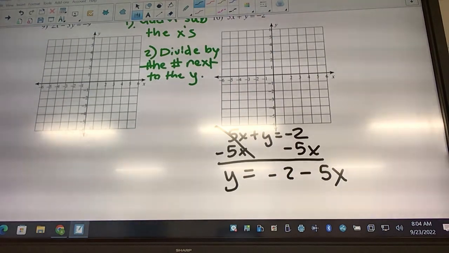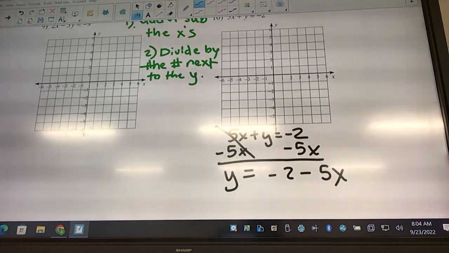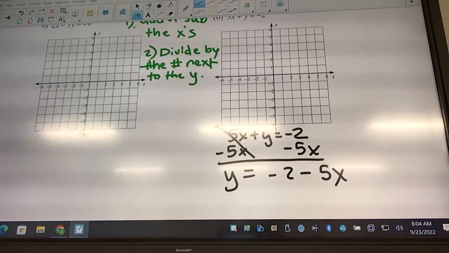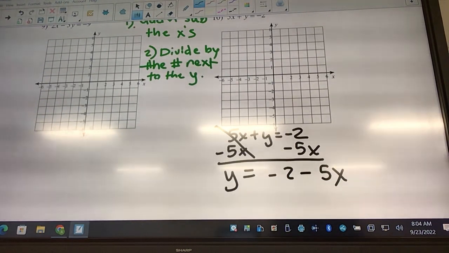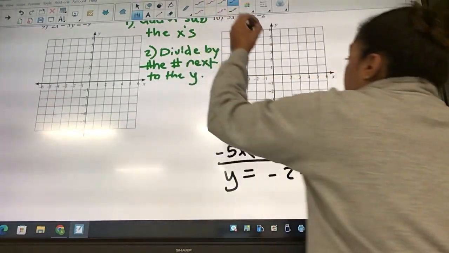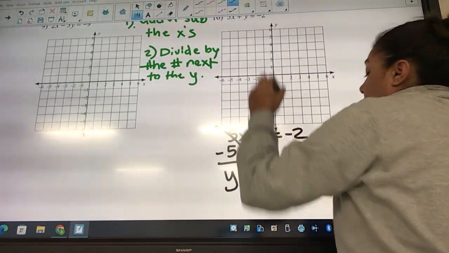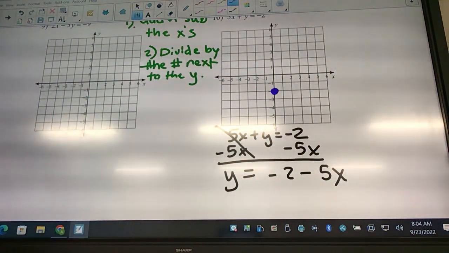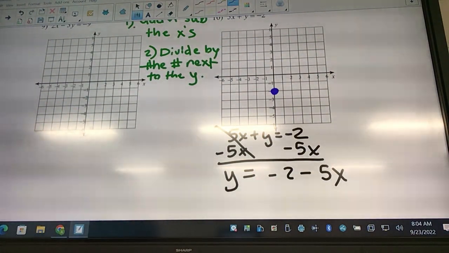Okay, now looking at this, what is the y-intercept? Negative 2. Okay, the way that you can tell, the slope always has the x attached to it. Okay, so go to the y line and find the negative 2. Okay, is our slope positive or negative? Negative, okay, because it's a negative 5.